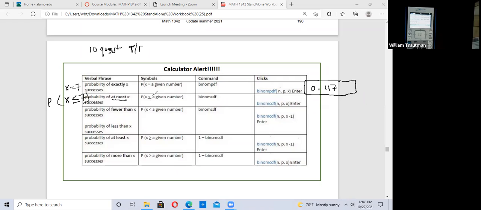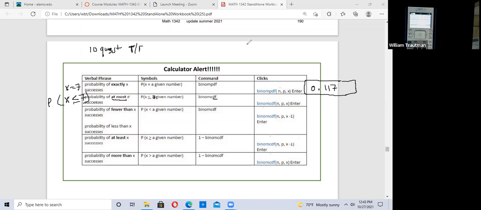X is less than or equal to 7. So that's at most. So we have to put this in our calculator, and everything is the exact same, except we're going to use CDF, B on our calculator.